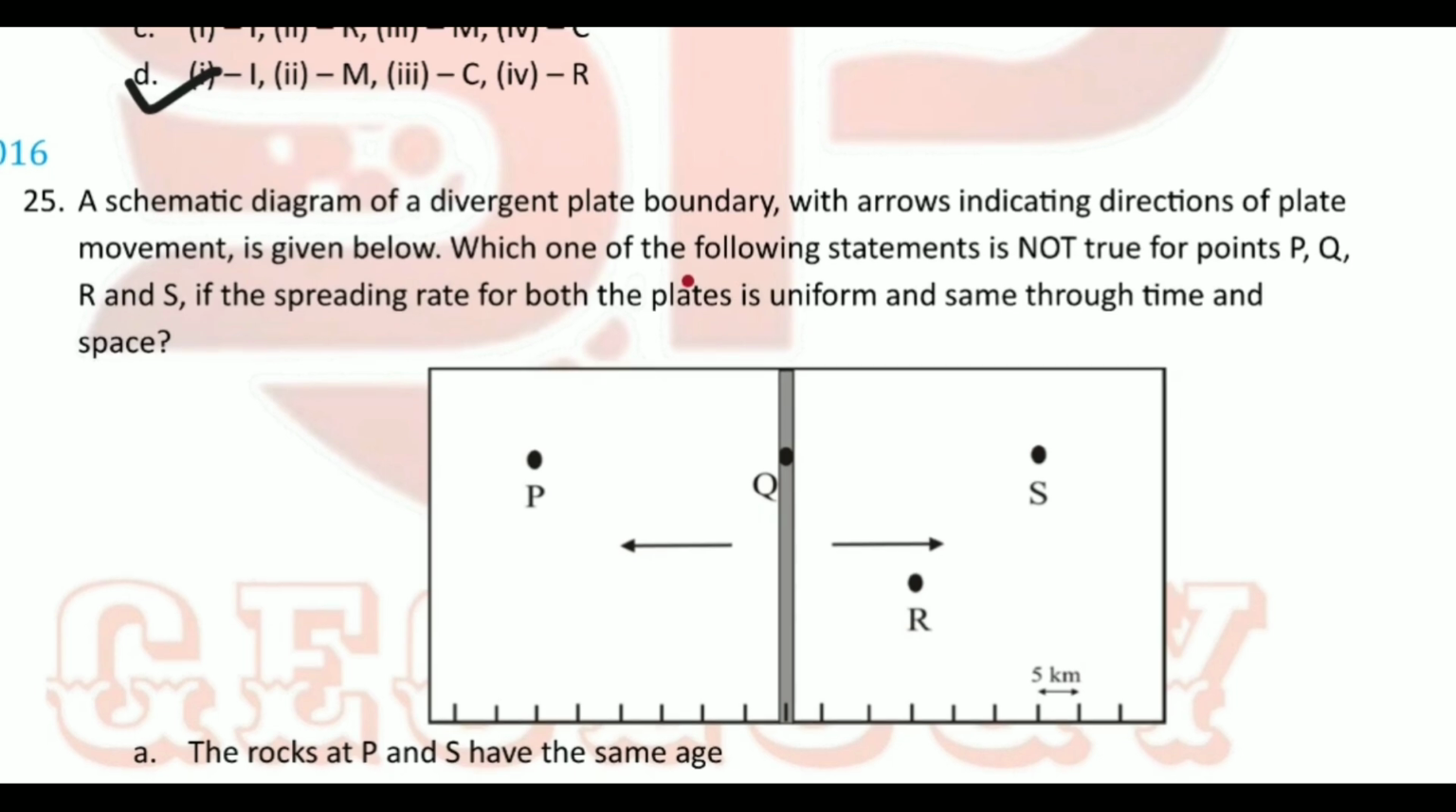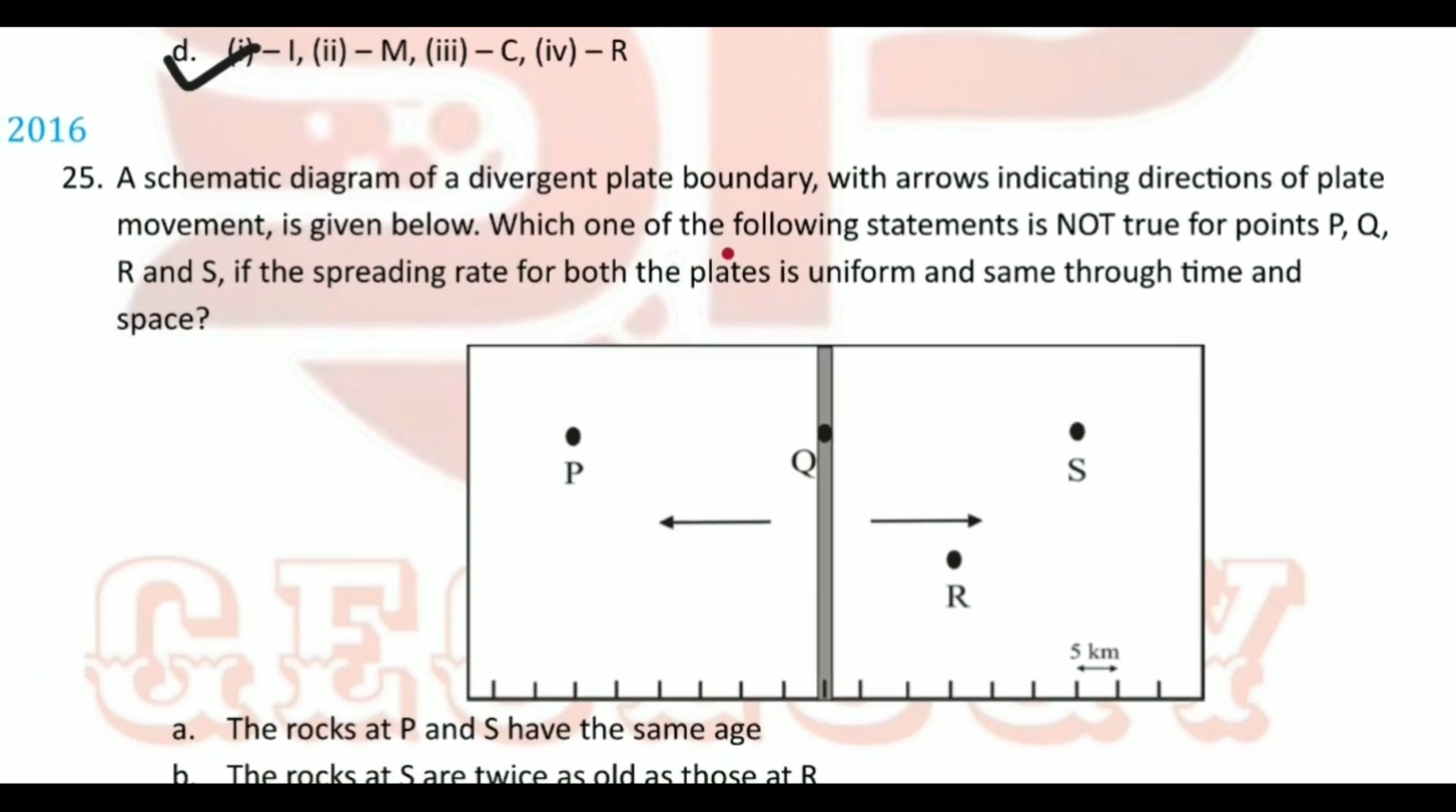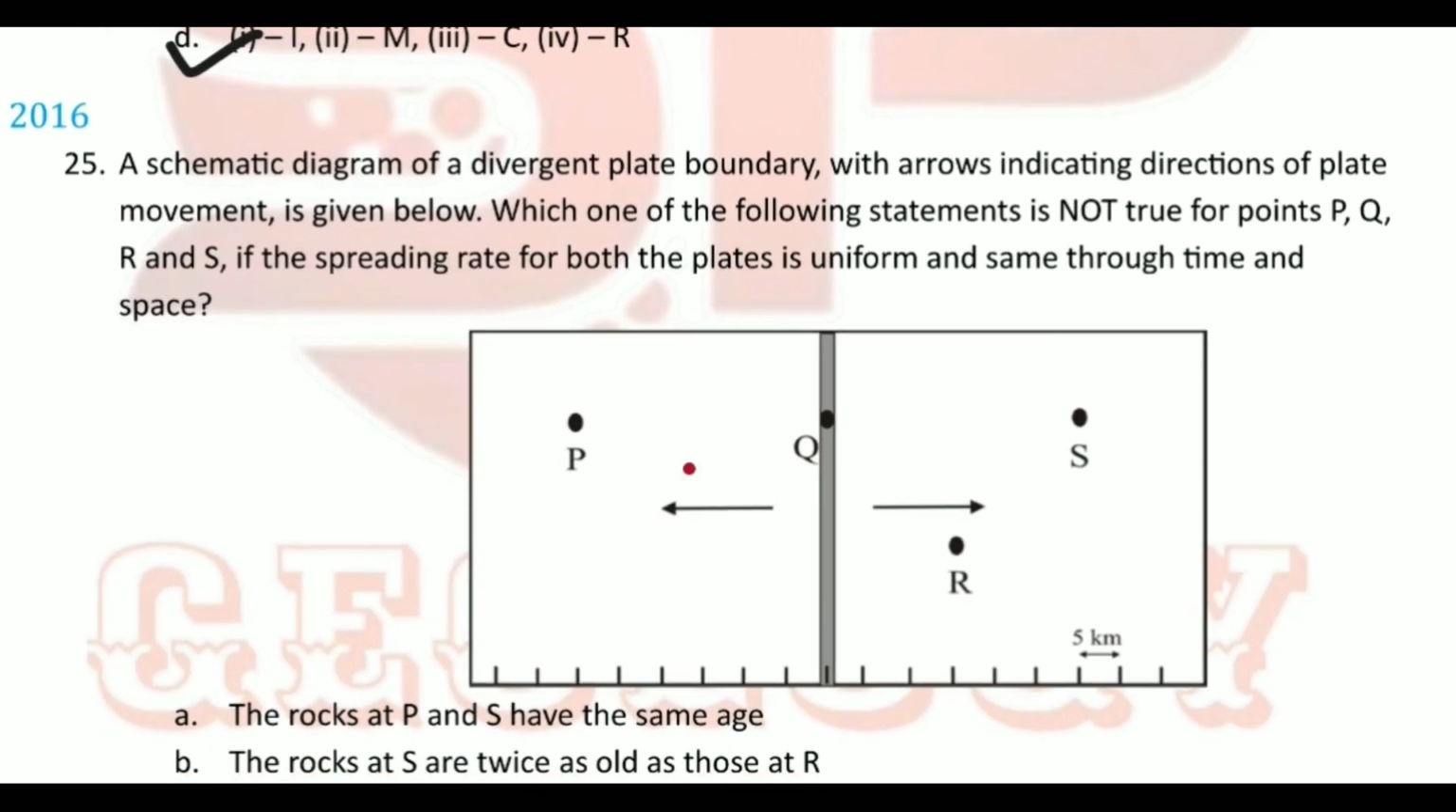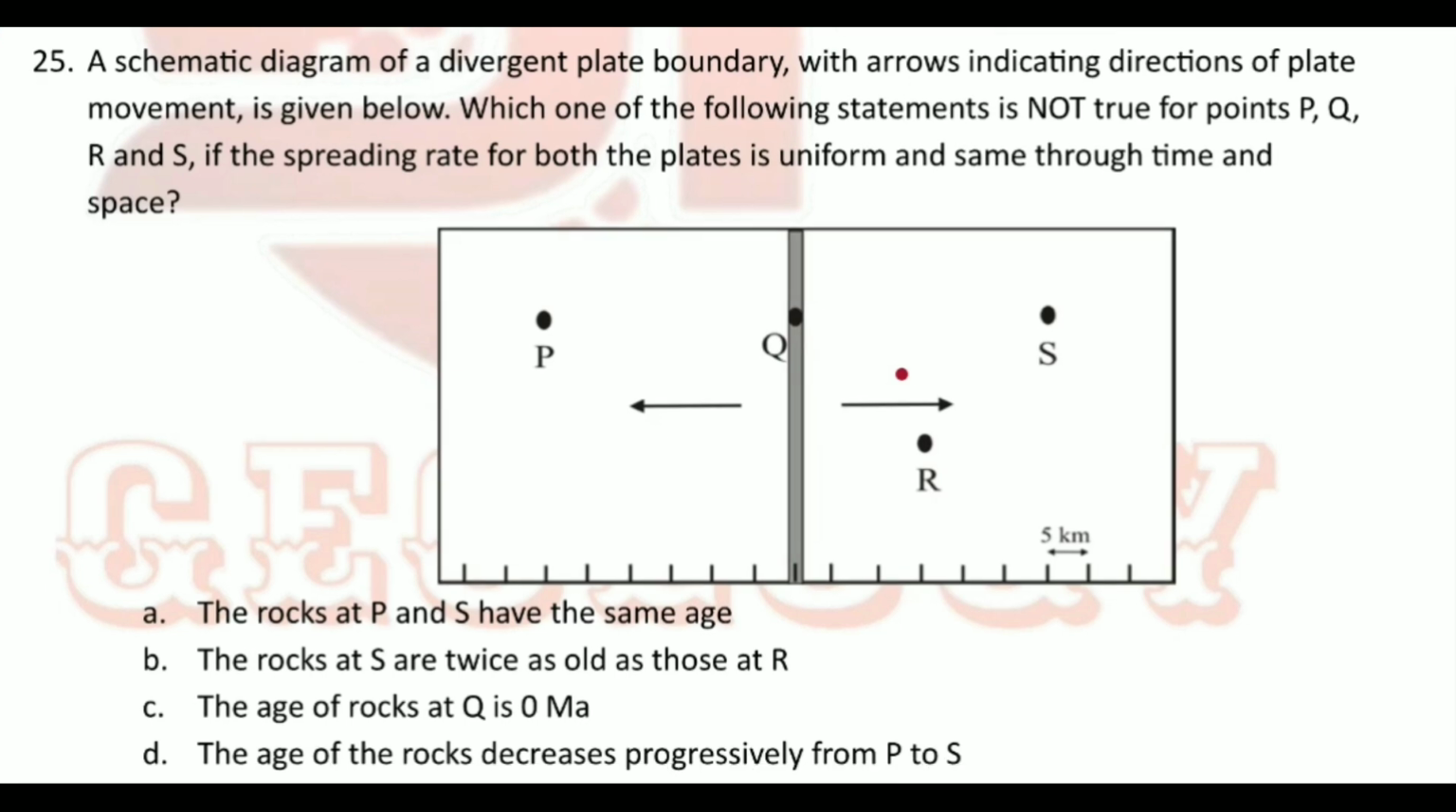So this is a schematic diagram of a divergent plate boundary with arrows indicating the direction of plate movement. This is the arrow that indicates the plate movement. It is a divergent plate boundary. Which one of the following statements is not true for points P, Q, R, S, if the spreading rate of both plates is uniform and the same throughout time and space? The spreading rate is the same, given.